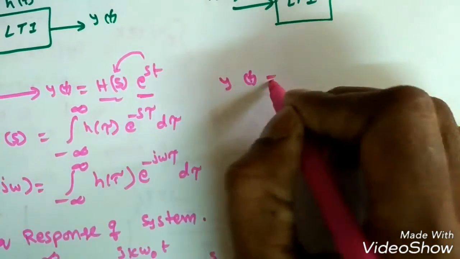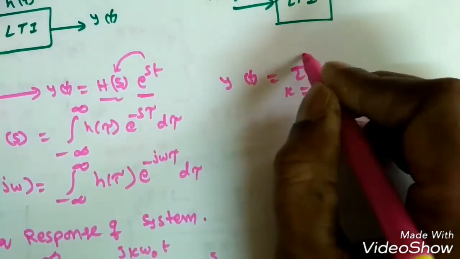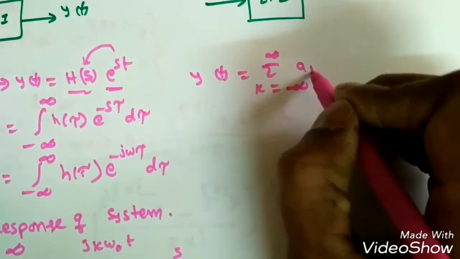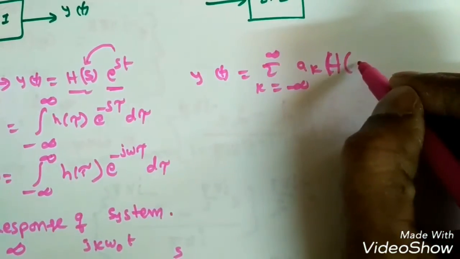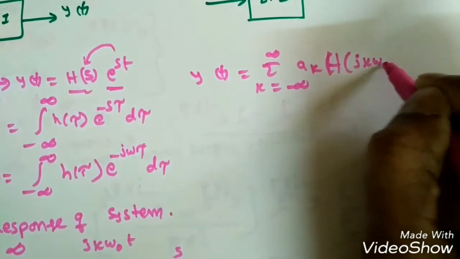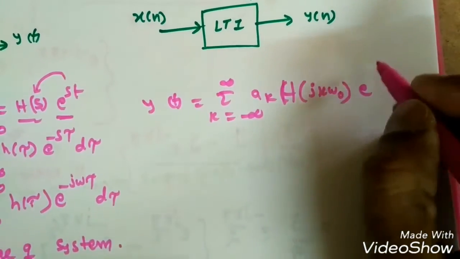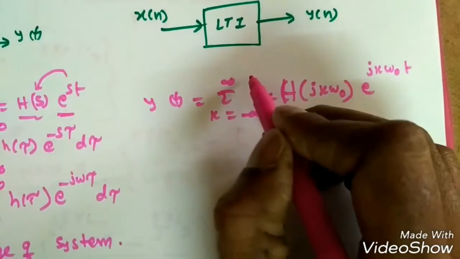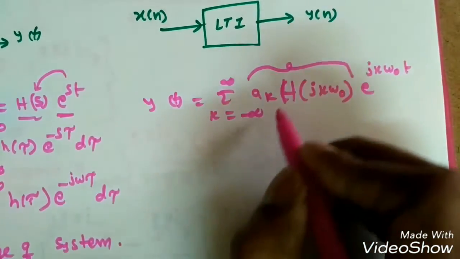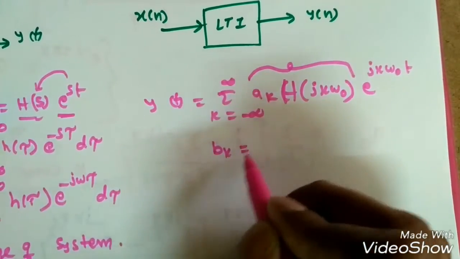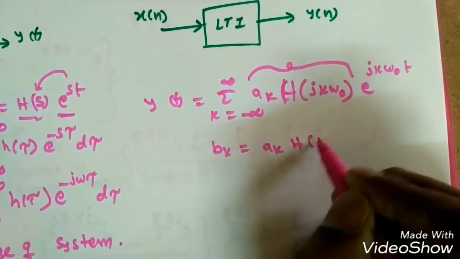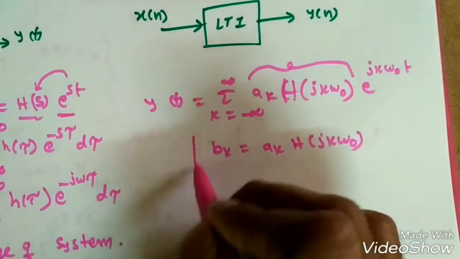So I will write here y of t is equal to sigma k equals minus infinity to infinity. This H of j omega will go inside the summation and it will become a_k H of j k omega naught into e power j k omega naught t. Now if you compare this, these are the Fourier coefficients of y of t, the output response. So a_k into H of j k omega naught, right?